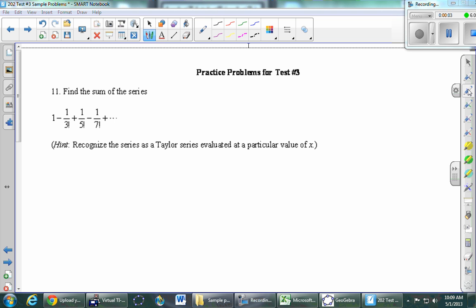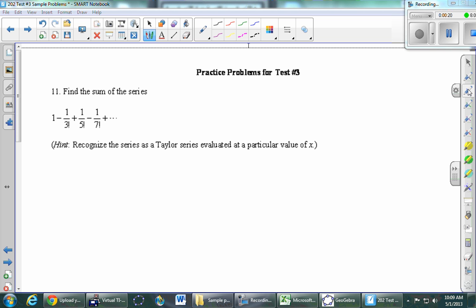This is problem number 11 on the practice problems for test number 3. Find the sum of the series 1 minus 1 over 3 factorial plus 1 over 5 factorial minus 1 over 7 factorial plus dot dot dot. Hint: recognize the series as a Taylor series evaluated at a particular value of x.